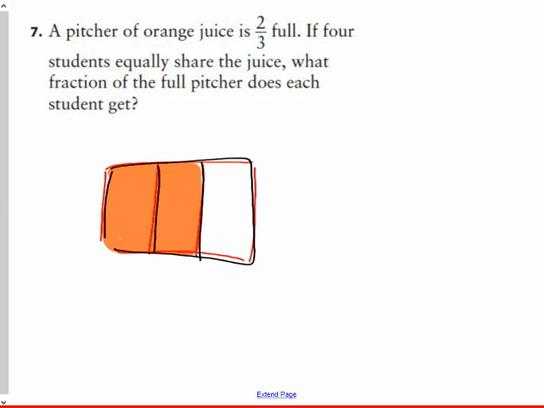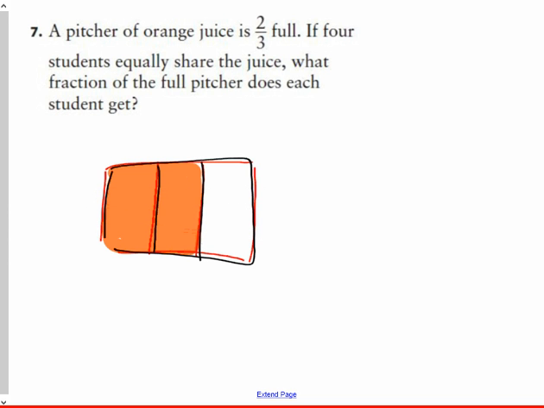So this is your pitcher of orange juice, which is 2/3 full. If 4 students equally share this juice, all right, let's equally share. So I'm going to cut it between 4 students. Student number 1, student 2, student 3, and student 4. What fraction of a full pitcher does each student get?